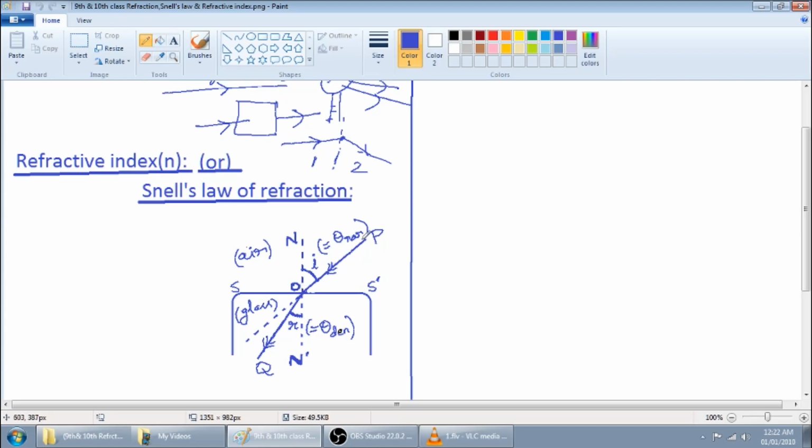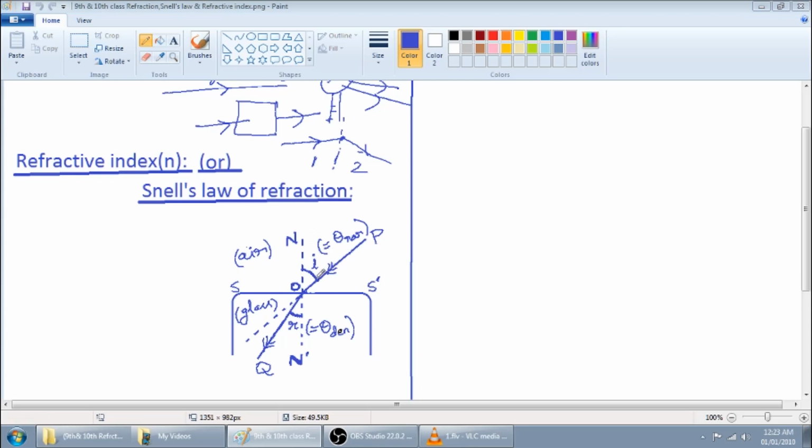because the direction of any light ray is actually indicated with the help of the normal NON dash itself. The same thing was done even in the previous topic, reflection. In reflection, two rays were important: the incident ray and the reflected ray. Their directions were indicated with the help of the normal NON dash itself. Now the same thing is done here.